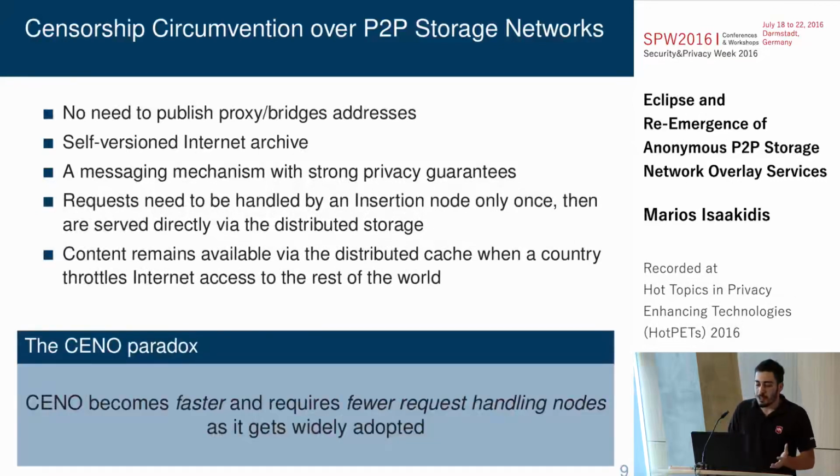And this leads us to the Sino paradox, which says Sino and any caching application becomes faster and requires fewer resources, fewer request handling nodes, as it gets widely adopted. Because the probability of a URL, of a website being already cached is higher, and because the respective resources get better replicated in the network.